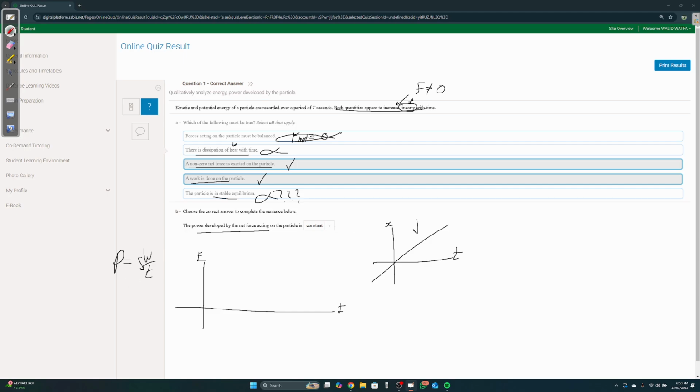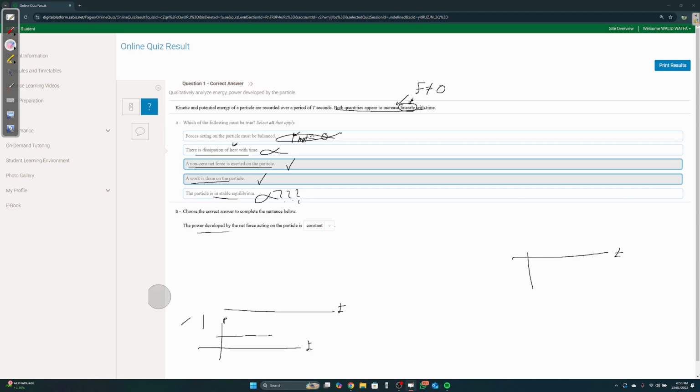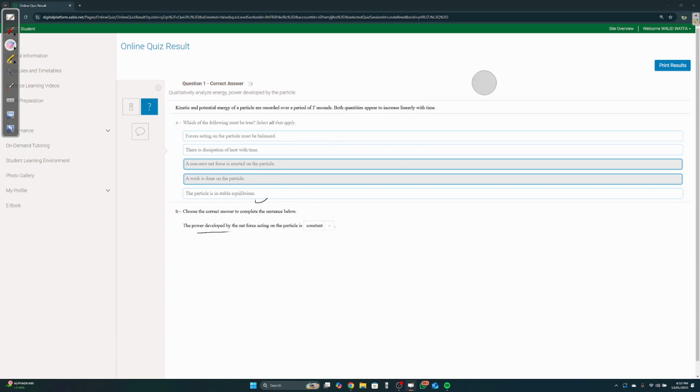So remember, if the displacement graph was straight, then the velocity graph would look like this. Same thing with energy. If it was straight, that means the power graph would look like this. The same thing goes if it was curved, and so on and so forth. I'm not going to waste my time. I think you get the idea.